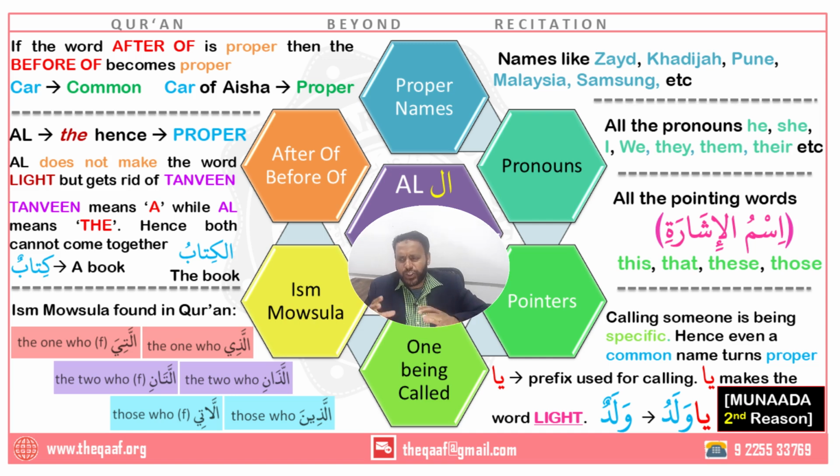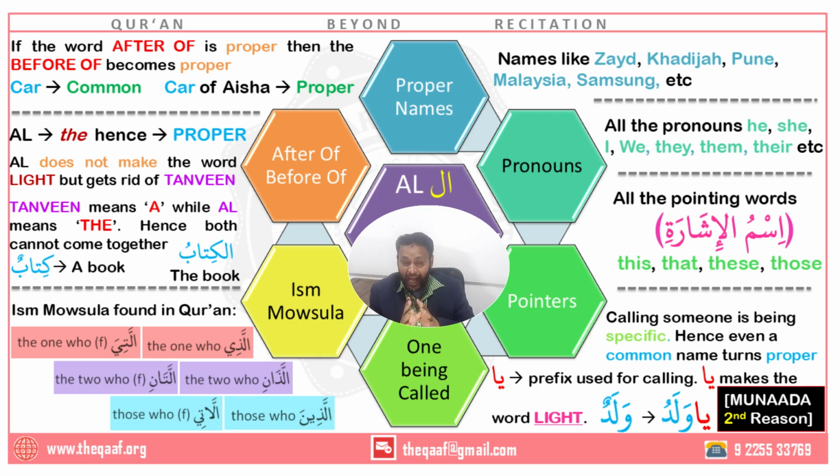So all these words which mean the one who, the two who, all those who, these are all ism mausulas, and ism mausulas are all proper. Because when we say the one who came late, the one in the red shirt, we are being specific. So when you are being specific, it is proper, not common. We are not talking about anything common. So those are the 6 ways.